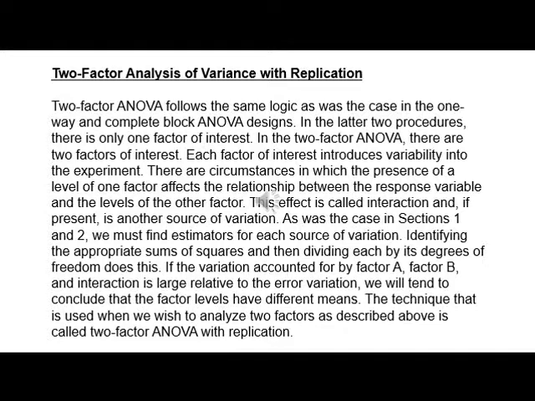As was the case in sections 1 and 2, we must find estimators for each source of variation. Identifying the appropriate sums of squares and then dividing each by its degrees of freedom does this. If the variation accounted for by factor A, factor B, and interaction is large relative to the error variation, we will tend to conclude that the factor levels have different means. The technique that is used when we wish to analyze two factors as described above is called two-factor ANOVA with replication.